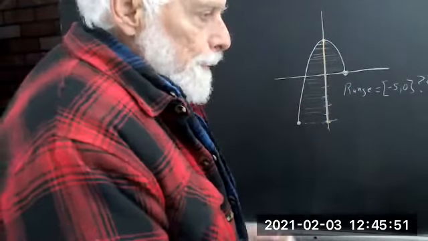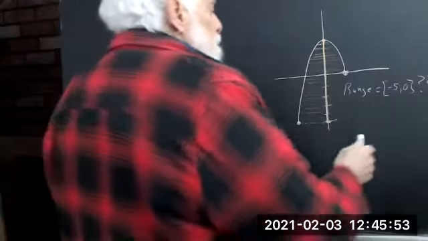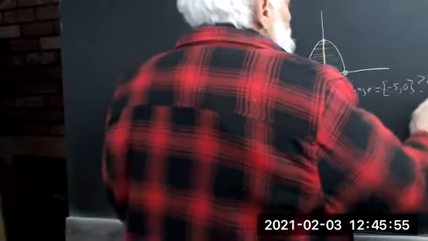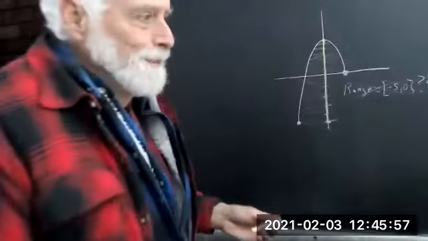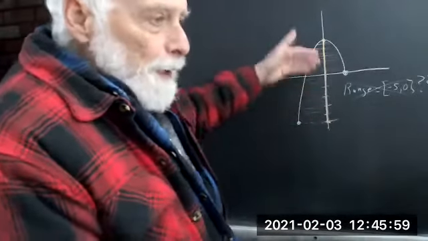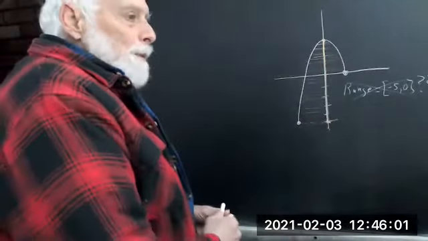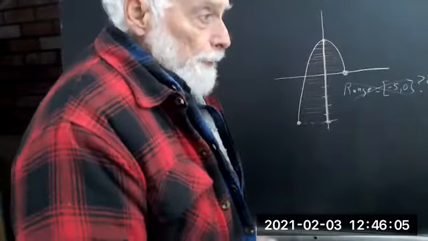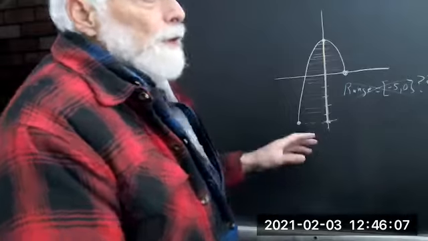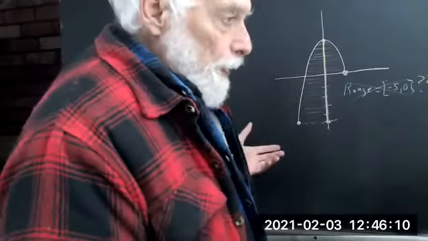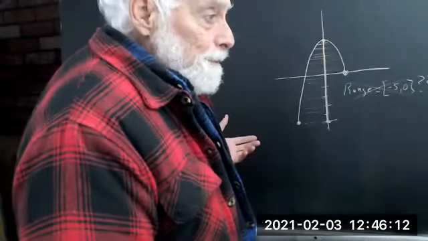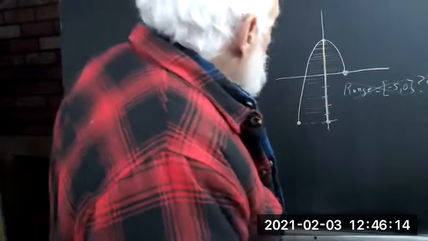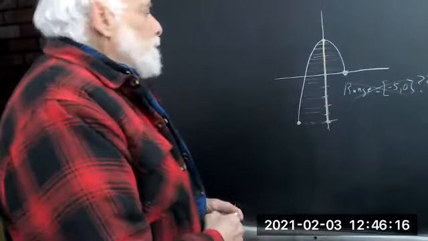Okay, so the range is not -5, 0. Nope, but nice try. You were looking at y values, that's half the battle, but you got to get all the y values that correspond to points on the graph. And of course, when you do that written assignment, you want to be aware of that also. Okay, so that's a simple one to fix.